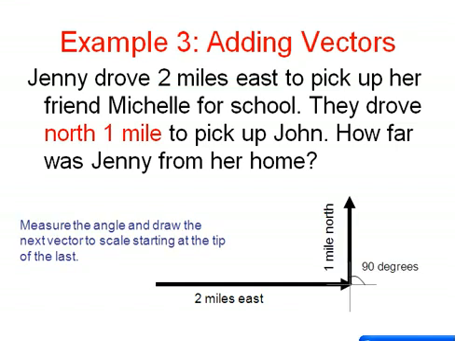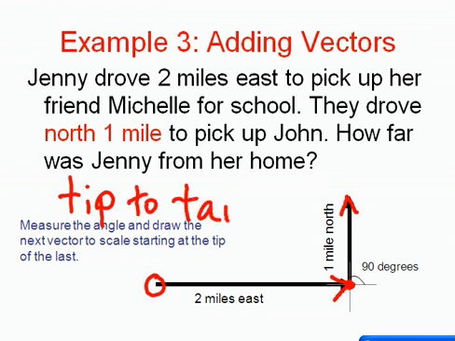Okay, Jenny has now made it to John's house. She had started out here, and she had ended up here on the first leg of her journey. The second leg of her journey, we put the vector that goes 1 mile north at the tip of the first vector, and then it goes straight north and goes up there. So now we've added those two vectors together, tip to tail.